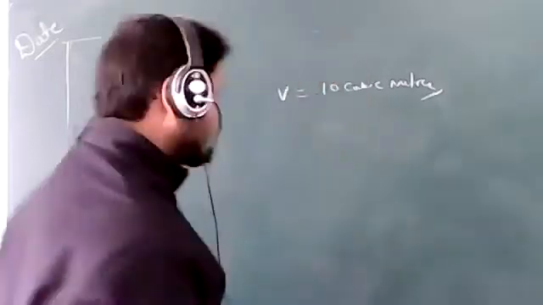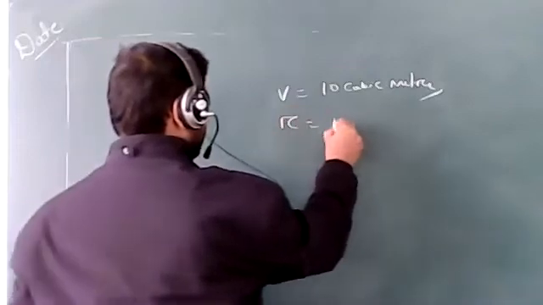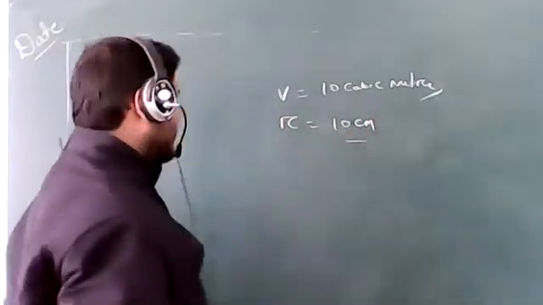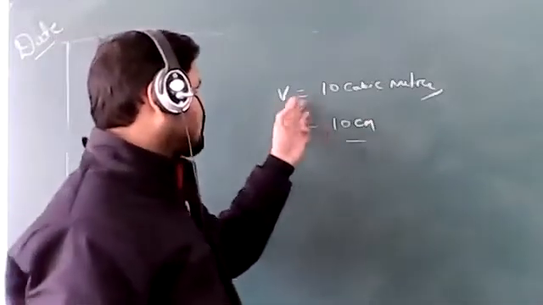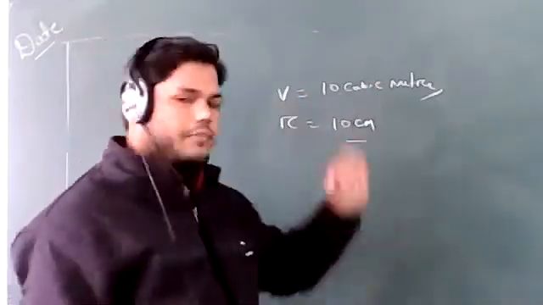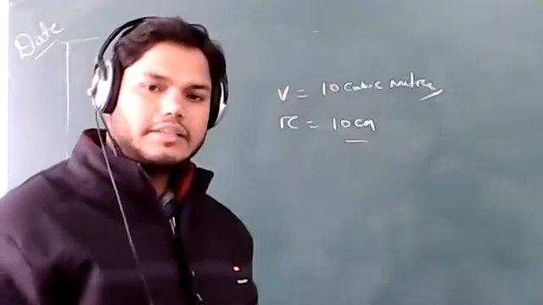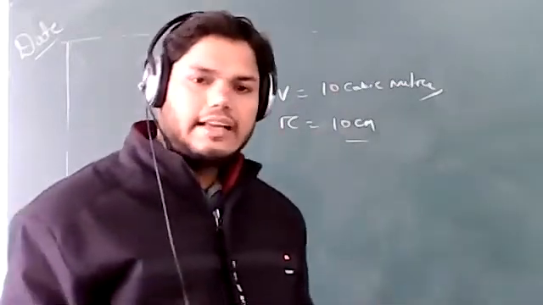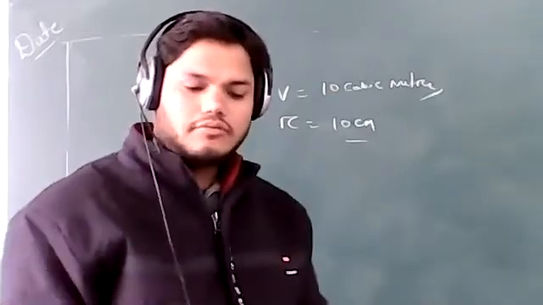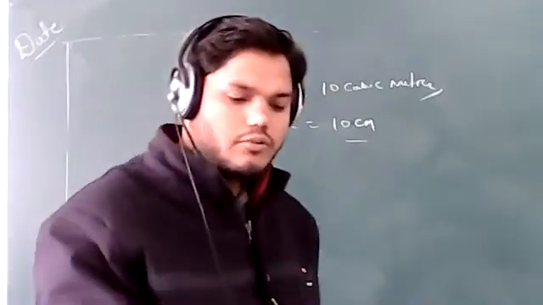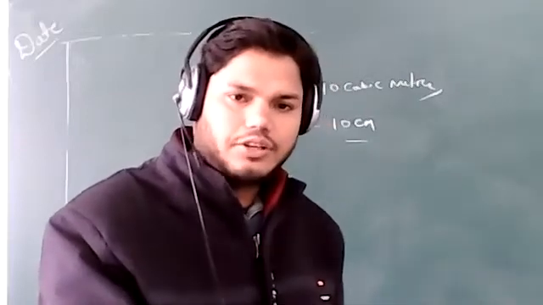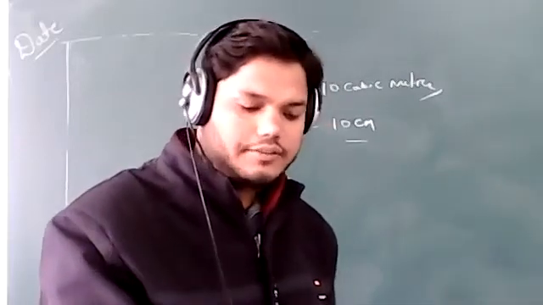The radius is given as 10 centimeter. So two things are given: the volume, 10 cubic meter, as well as the radius, 10 centimeter. So you have to determine the velocity. How can you find the velocity?